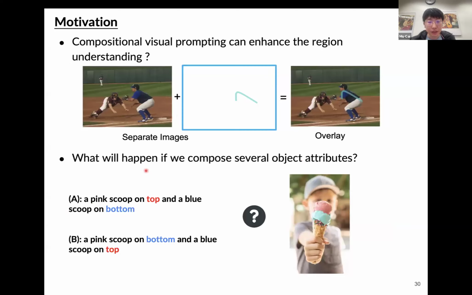So the problem is very simple. Given the bottom right image, the model, either CLIP or GPT-4, needs to pick the correct caption. Like a pink scoop is on the top and a blue scoop is on the bottom, or a pink scoop on the bottom and a blue scoop on top. As a human, we know the answer without further consideration, right? The pink one is always on top. But GPT-4 can make silly mistakes about this.